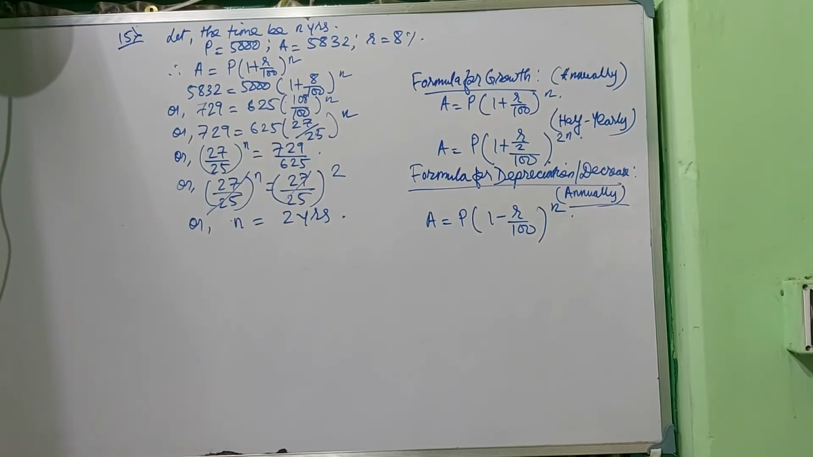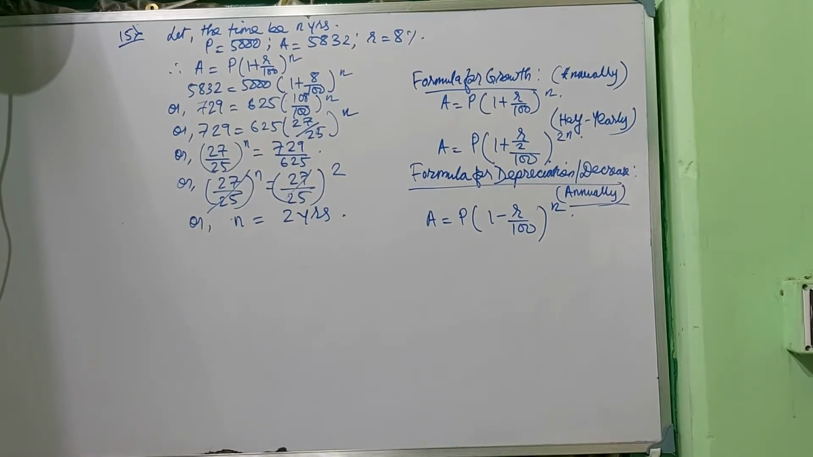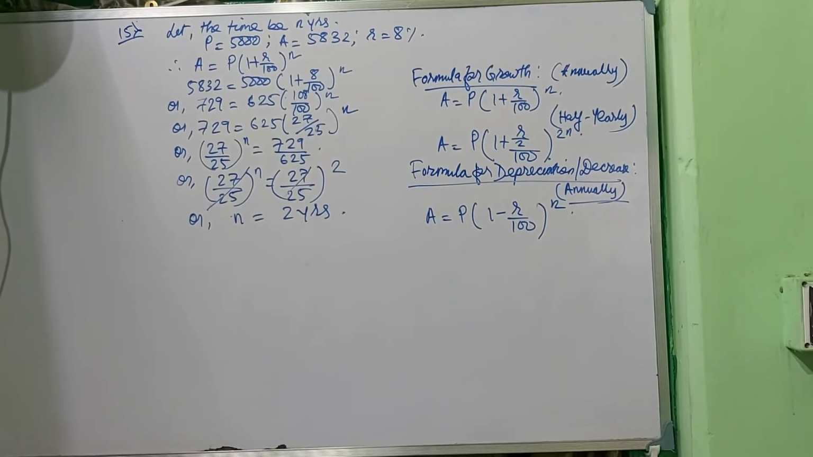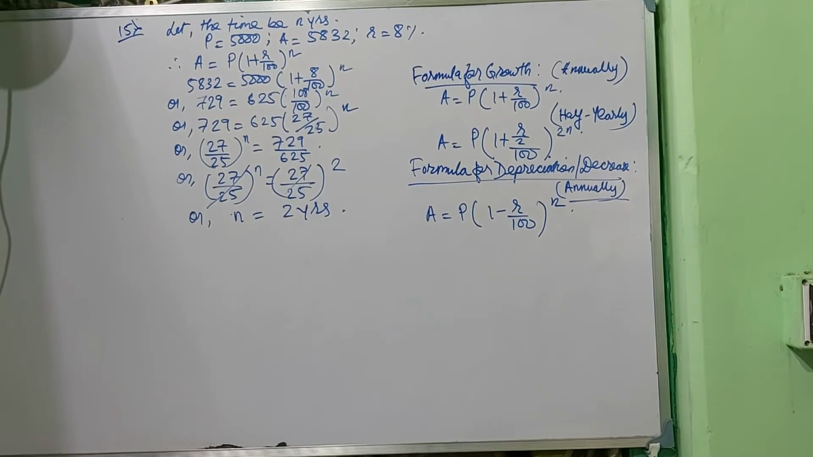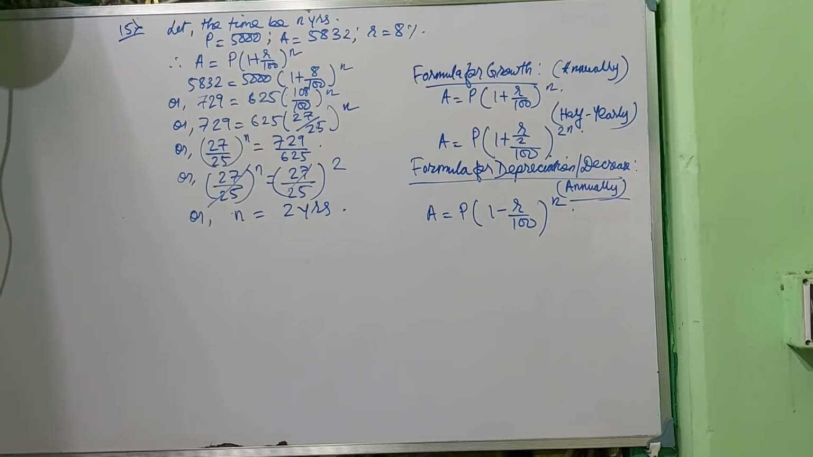The first sum is given as: the population of a town increases every year at a rate of 10%. The present population of the town is 60,500. You have to calculate the population of the town 2 years after and 2 years before. Means you have to calculate the population 2 years after as well as the population 2 years before for the town. How can you do that?